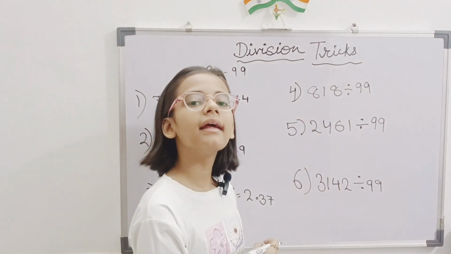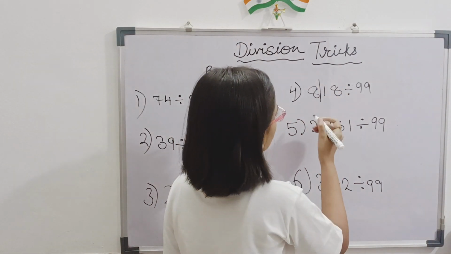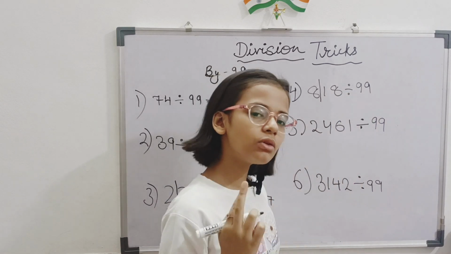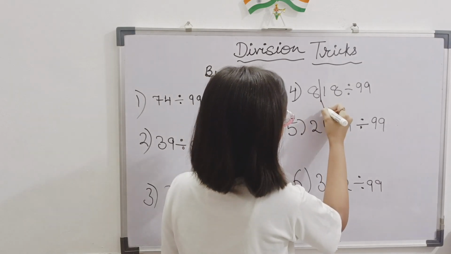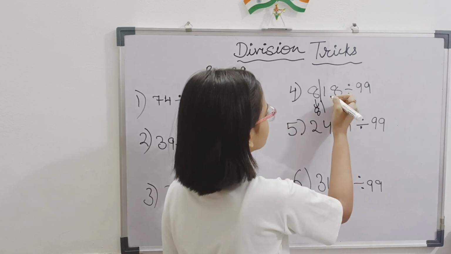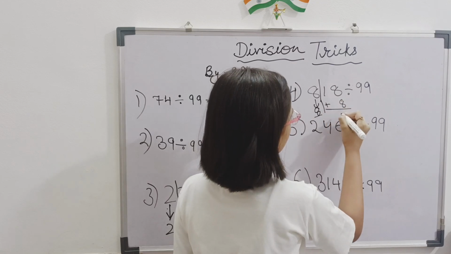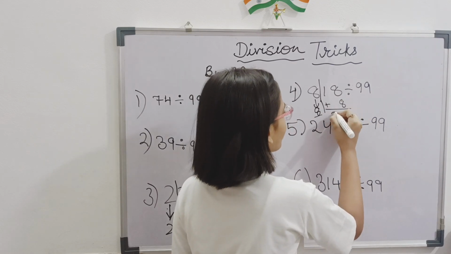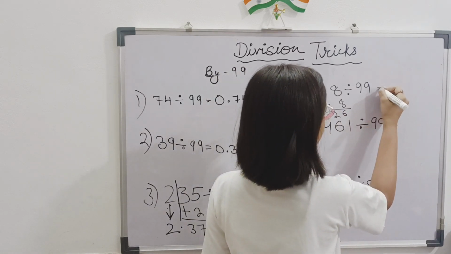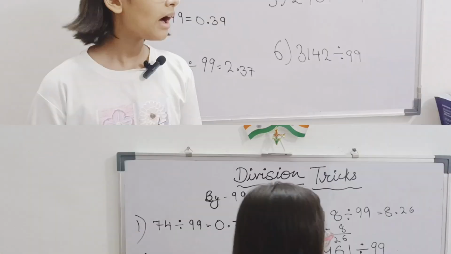So our next number is 818 divided by 99. We have to make a partition after leaving two digits from the back because 99 is a two-digit number. Then we write 8 as it is. Then we add this 8 to 18. This equals 26. So our answer is 8.26.